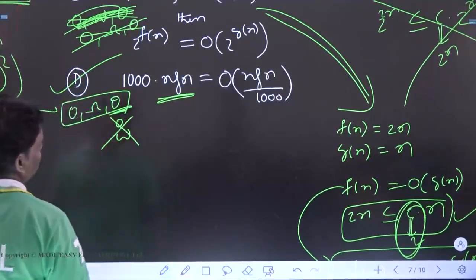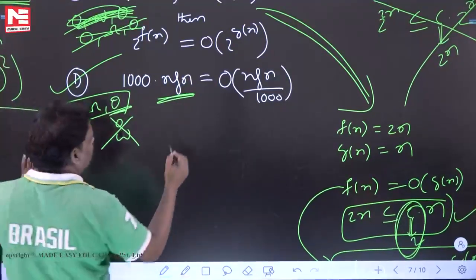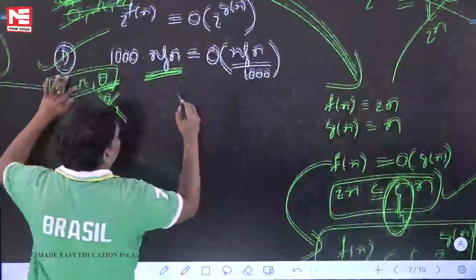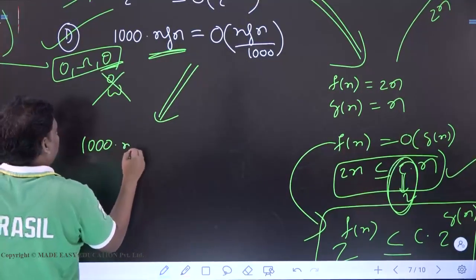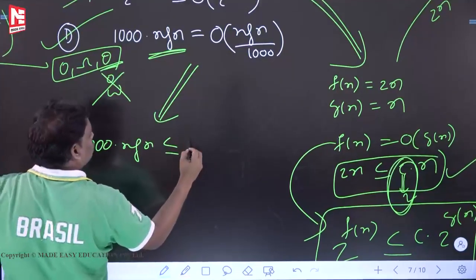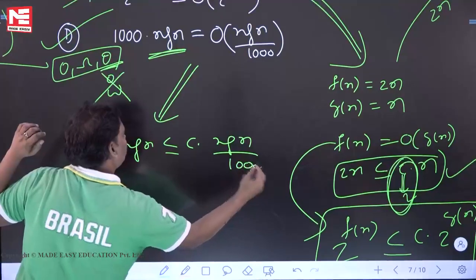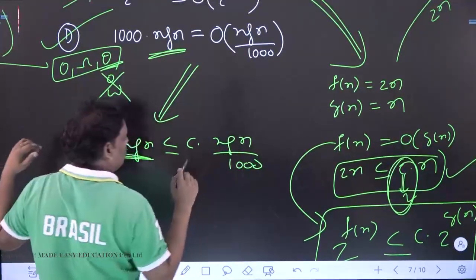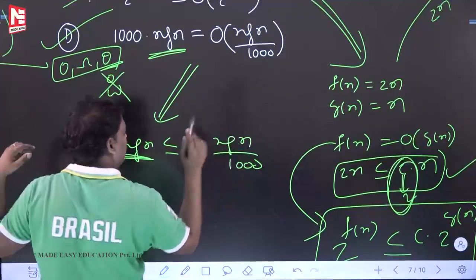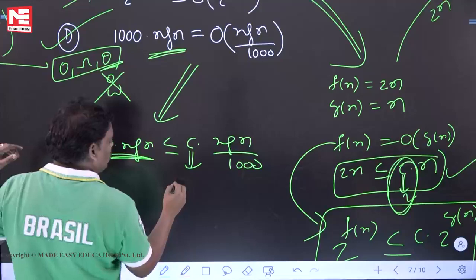Because for left and right, don't see the constant, see only the function. Constant C will take care. If anyone has a small doubt, see this. 1000 n log n is less than or equal to some C into n log n by 1000. It is 1000 times n log n on the left, and it is going to be n log n by 1000 on the right. But I want to make the right bigger. So what is the answer? You want 1000 n log n on this side.